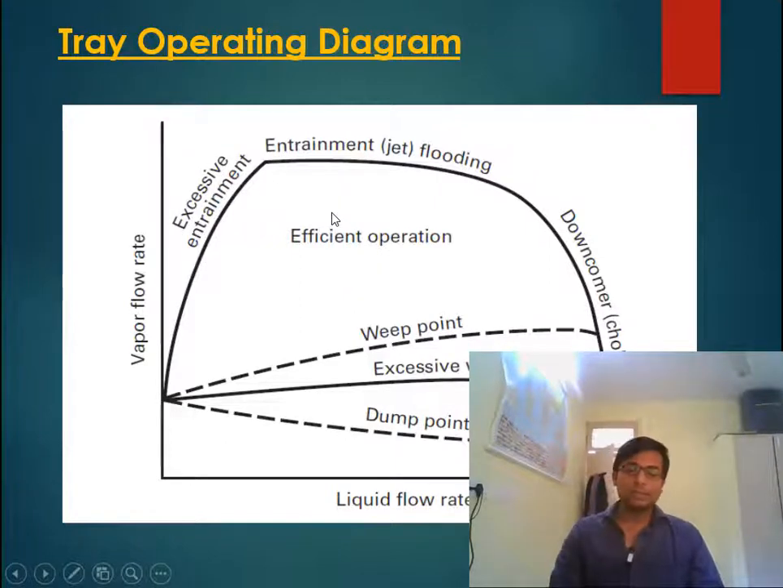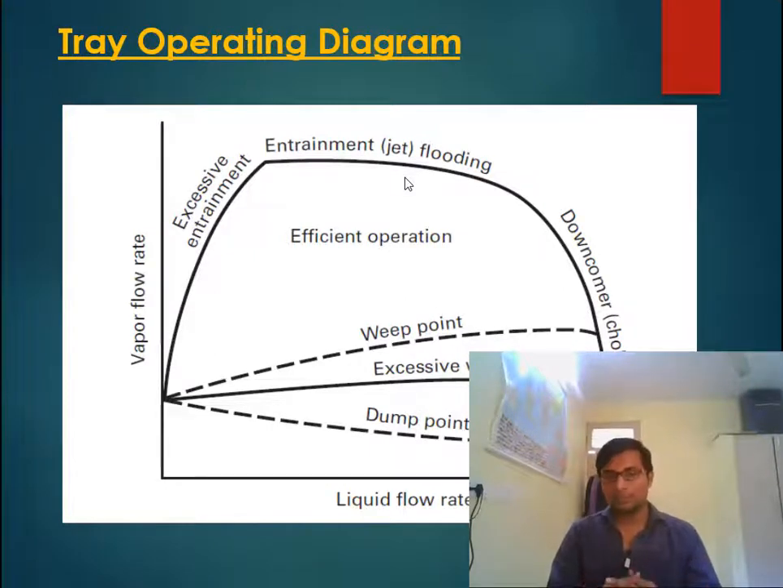Similarly, when my liquid flow rate is moderate and vapor flow rate goes high, it may lead to entrainment or jet flooding. It may lead to either spray entrainment flooding or froth entrainment flooding; any one of them could take place. For example, if tray spacing is small, it may lead to froth entrainment flooding. But if tray spacing is high, it may lead to spray entrainment flooding. So there is a limit on high vapor velocity. Similarly, when vapor velocity goes low, we have already discussed that it may lead to weeping.